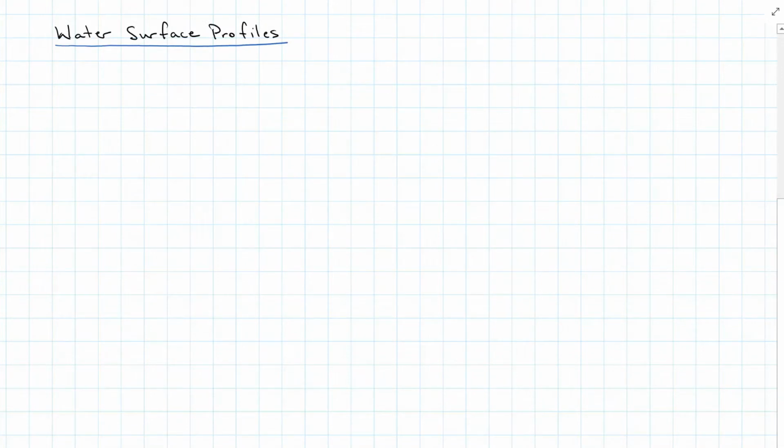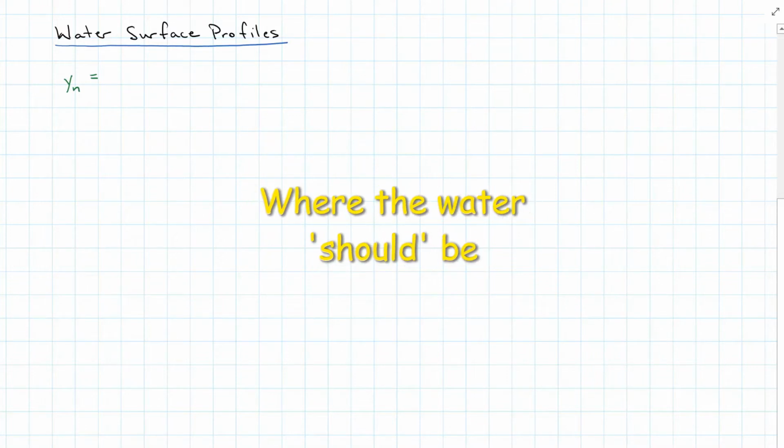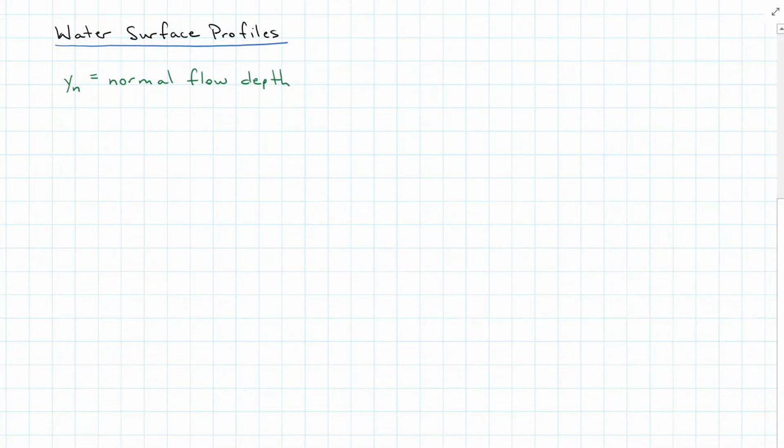We need to define the water surface profiles, and we're going to do that with a couple of terms first. So we have yn, this is the normal flow depth. And then we have yc, which is the critical flow depth.